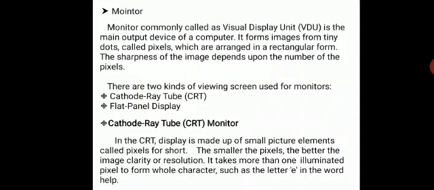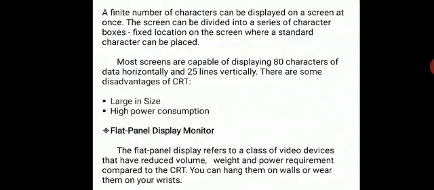CRT in the sense cathode ray tube. It is the oldest system in the house. The CRT display is made up of small picture elements called pixels for short. The smaller the pixels, the better the image clarity or resolution. It takes more than one illuminated pixel to form a whole character, such as the letter E in the word help. A finite number of characters can be displayed on a screen at once.